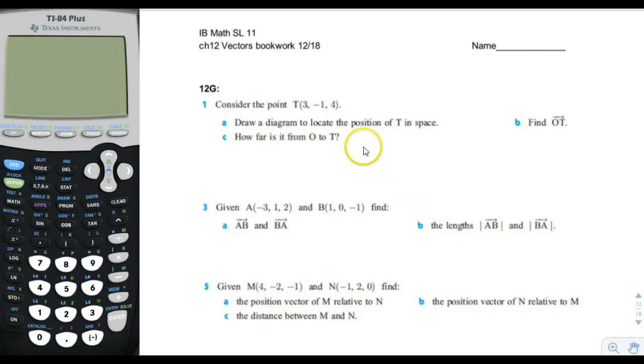Page 12. Consider the point (3, -1, 4). Draw a diagram to locate the point T in space.